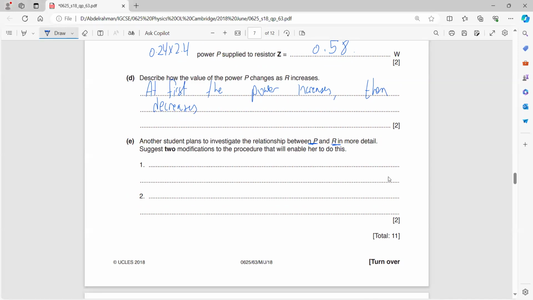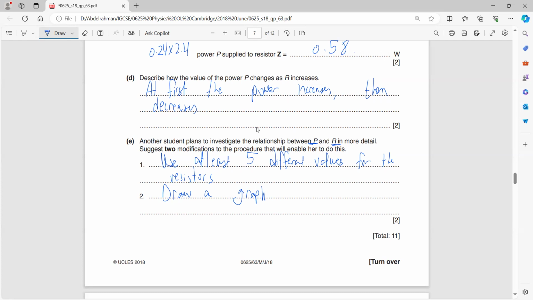Okay, two modifications. One of them is to use at least 5 different values for the resistors. And then when I use these different resistors, I can draw a graph. Why? Because when I draw a graph, I can see if I have any anomalous results, so I can ignore these results.